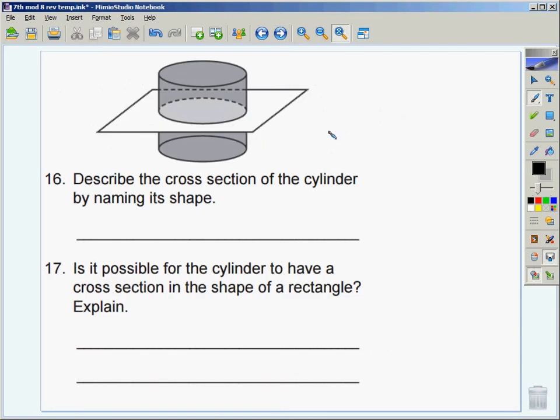Number 16. Since this is asking you to describe the cross section of a cylinder, since this is parallel to the base, the shape of the cylinder is a circle, so this would simply be a circle. Yes.